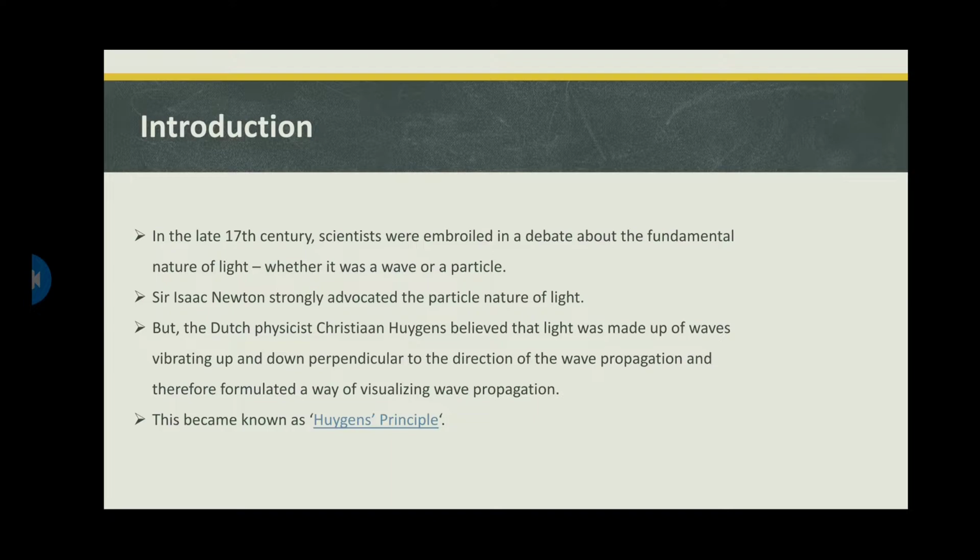But the Dutch physicist Christian Huygens believed that light was made up of waves. Huygens is the father of waves. He first considered light as waves vibrating up and down perpendicular to the direction of wave propagation, and therefore formulated a way of visualizing wave propagation. This became known as Huygens principle. If you take any wave, every point on the wave acts as a wave front for another, producing waves. This is the basic Huygens principle.